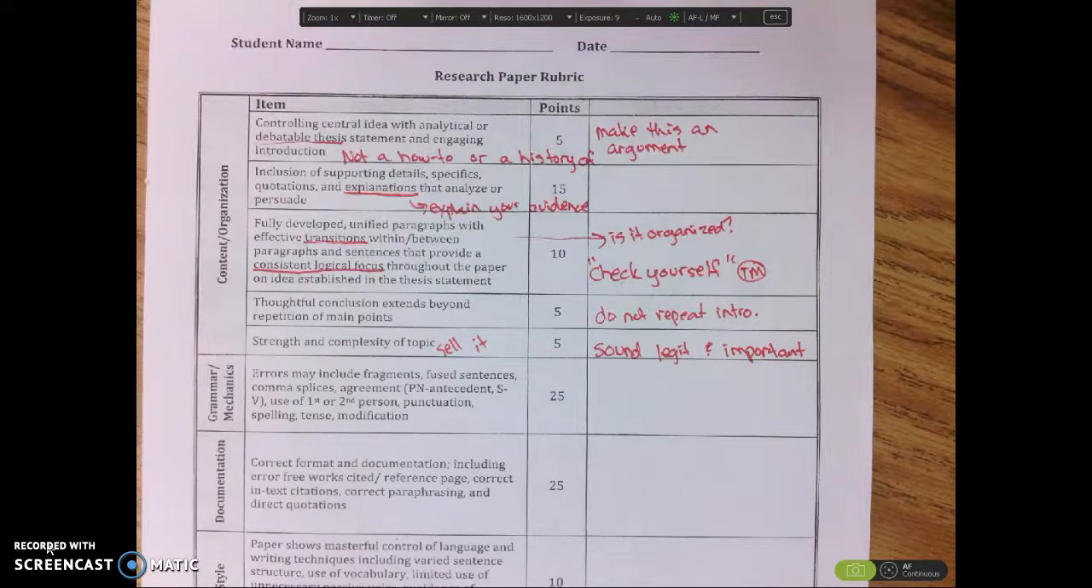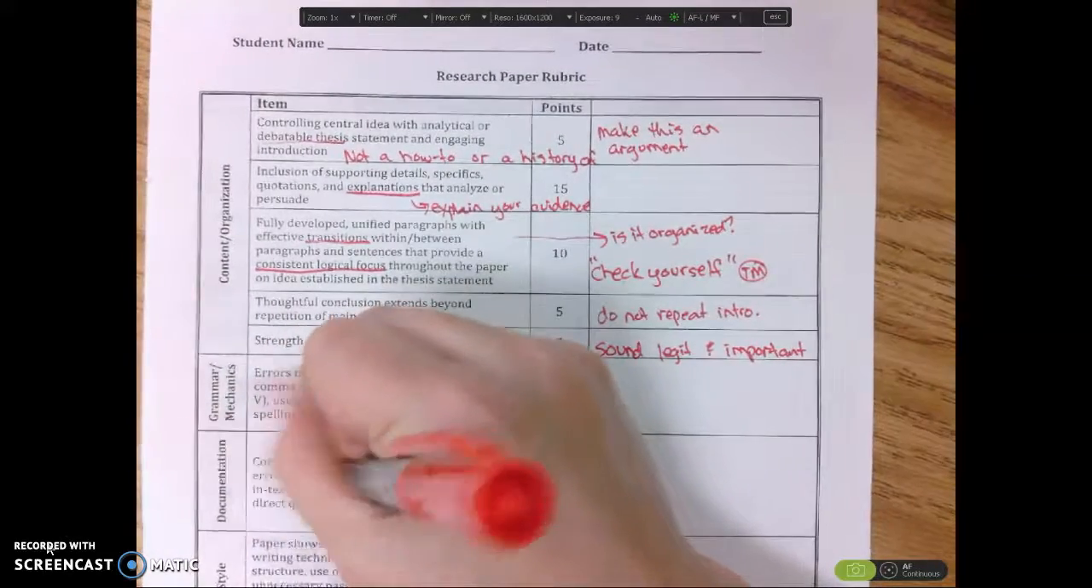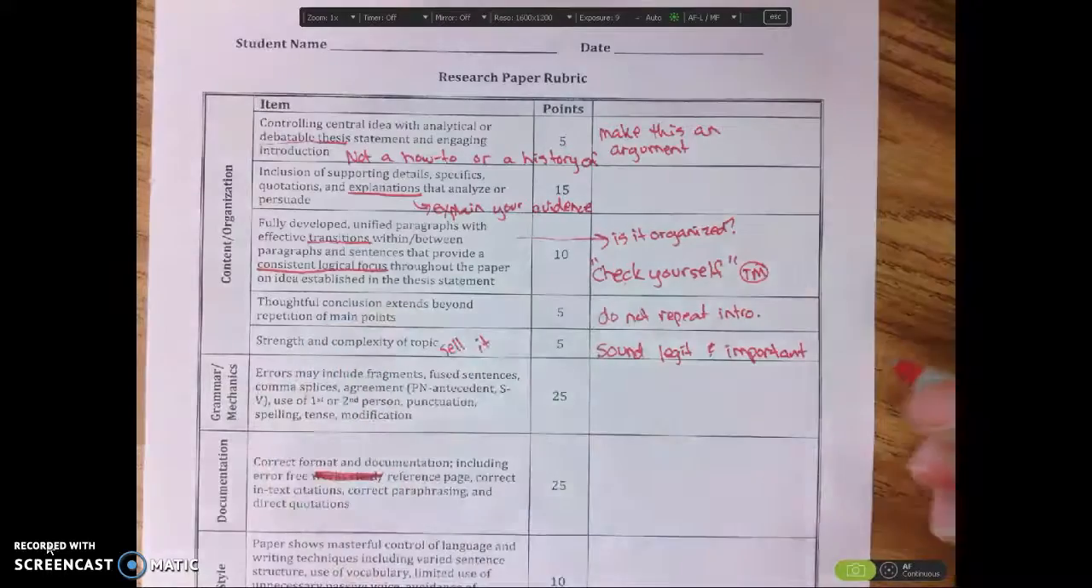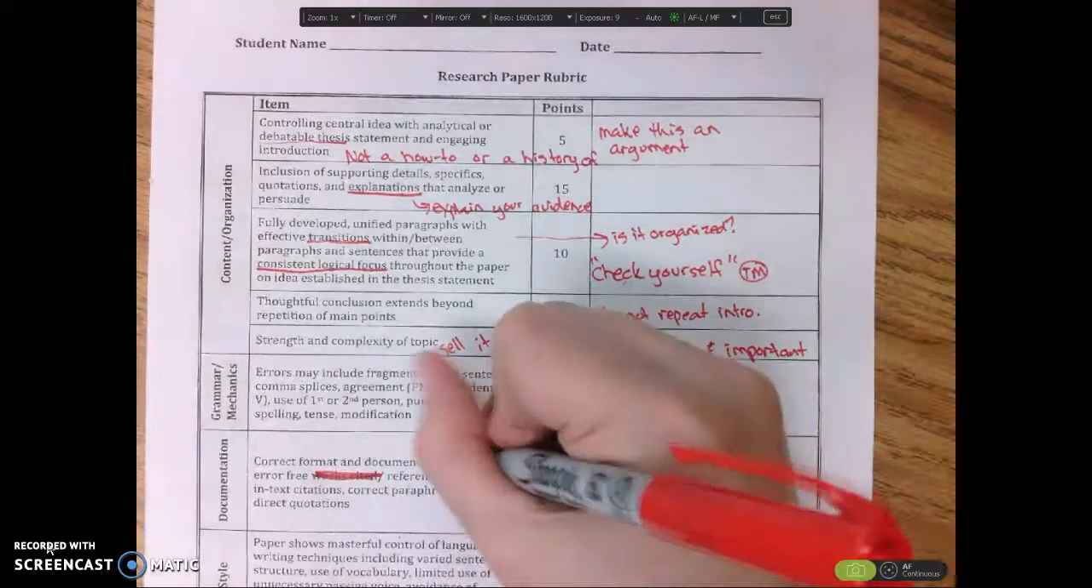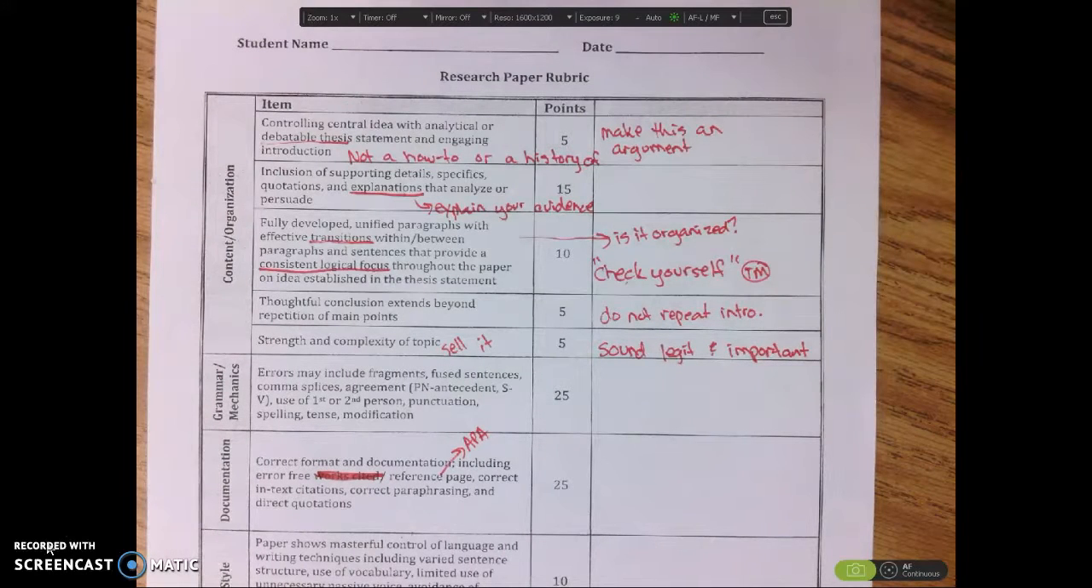Now let's go to documentation here. You want your format to be correct, so please make sure that you have an error-free references page, not a works cited page. Works cited is MLA. We are doing APA, so you need a references page. You want correct in-text citations, correct paraphrasing, and direct quotations. How do you do that?